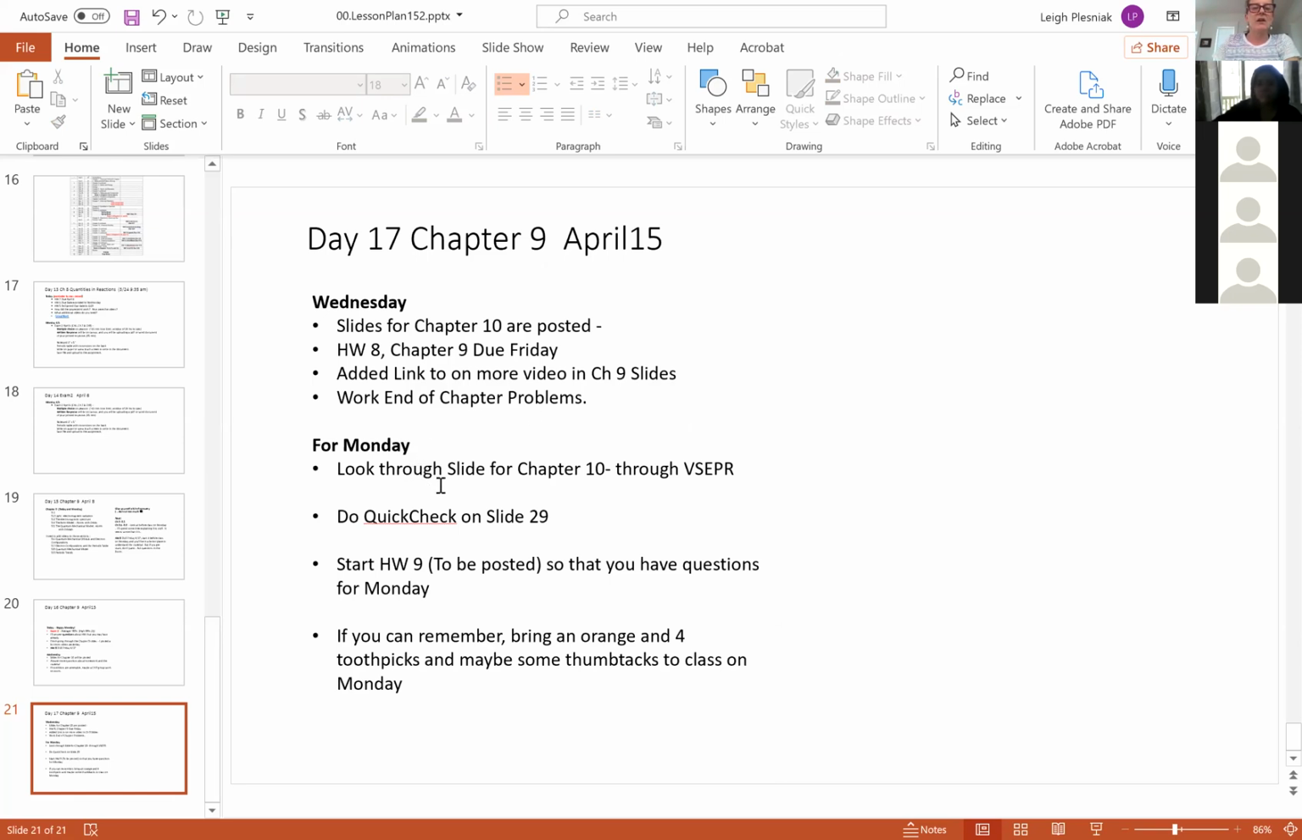For Monday, after you've done the homework on Friday, look through the chapter 10 slides up to VSEPR. I would recommend doing a quick check on slide 29, where there are some questions that will be helpful. I still have to post homework 9, but it's always good to get started on it before we meet so that you can have questions to ask.